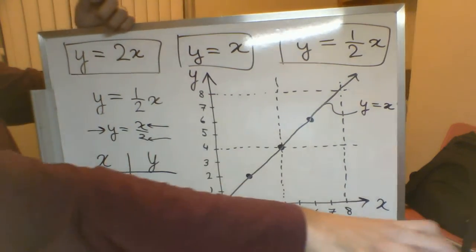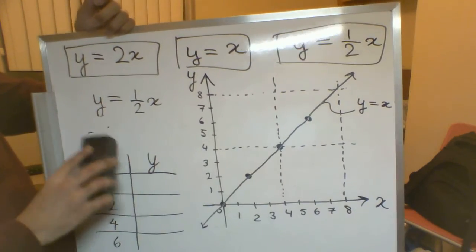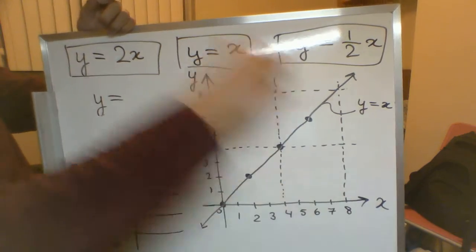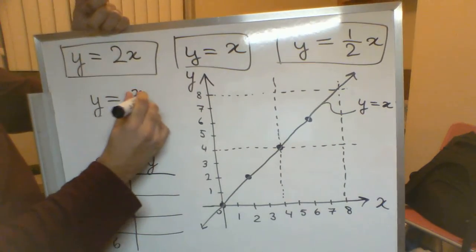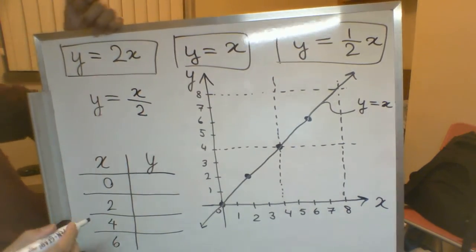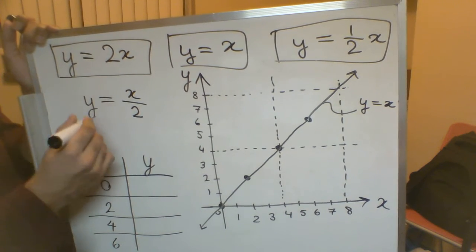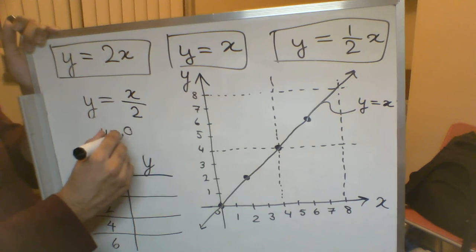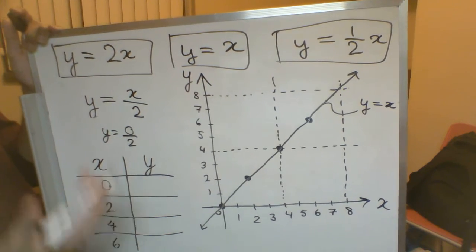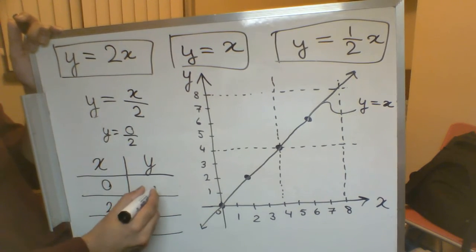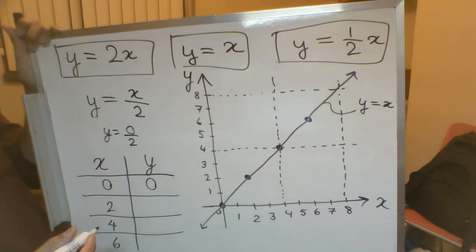So if I look at my equation, let me rewrite the equation in a way that's a little bit easier for us to understand what's going on. So we've got y is equal to x over 2. If I plug a 0 into this equation, that means I'm getting y is equal to 0 divided by 2. 0 divided by anything is still going to be 0. So my y value is going to be 0 for this one.